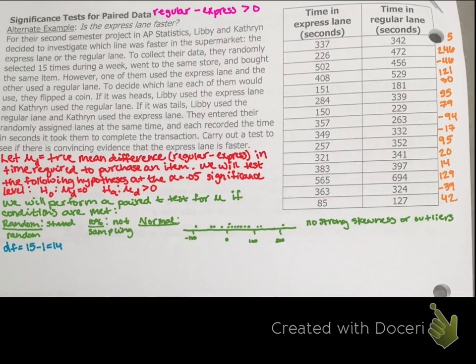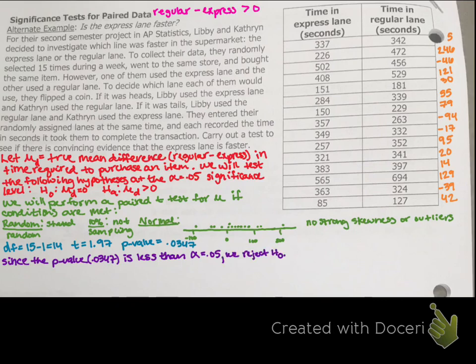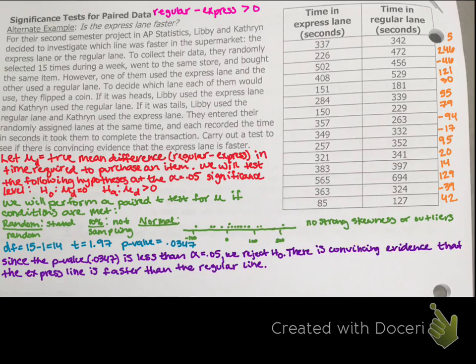Degrees of freedom, 15 minus 1 is 14. When I go do the test in the calculator, I got t equals 1.97. P-value is 0.0347. Since the p-value is less than alpha, we reject H sub 0. There is convincing evidence that the express line is faster than the regular line.